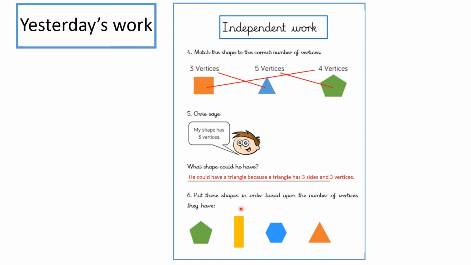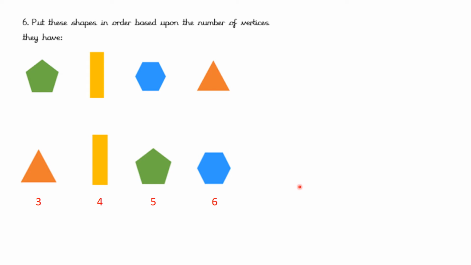Number 6, put these shapes in order based upon the number of vertices they have. Let's have a look on the next slide. I put them in order from the smallest number of vertices to the greatest number of vertices. The triangle was first because it has 3 vertices. The rectangle came next. It has 4 vertices. The pentagon came next. It has 5 vertices. And lastly was the hexagon that had 6 vertices. Well done.